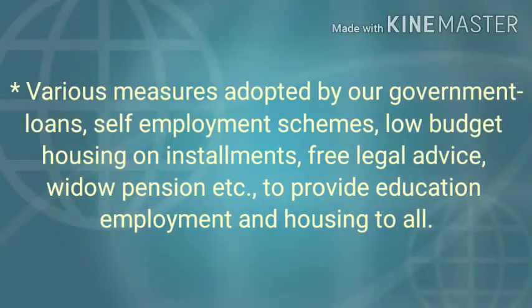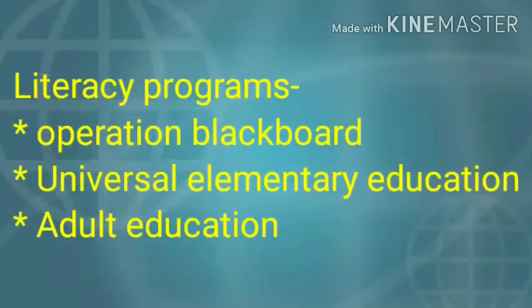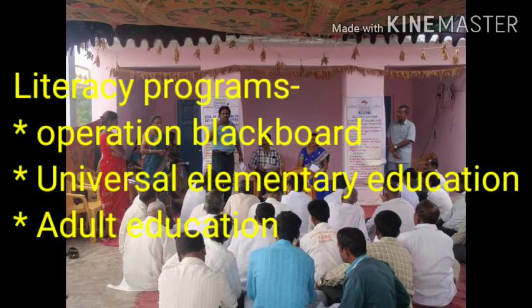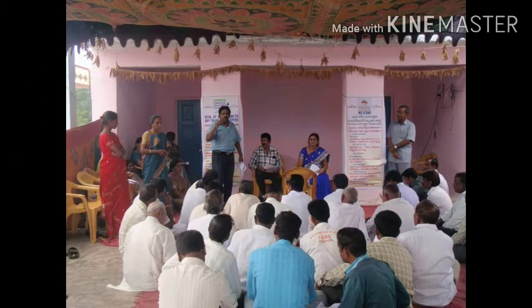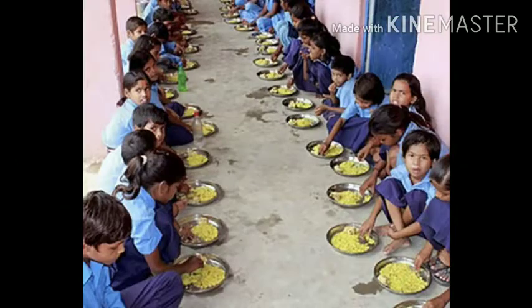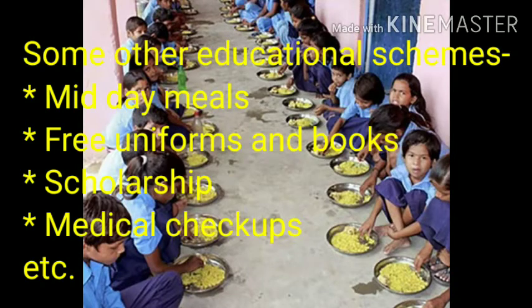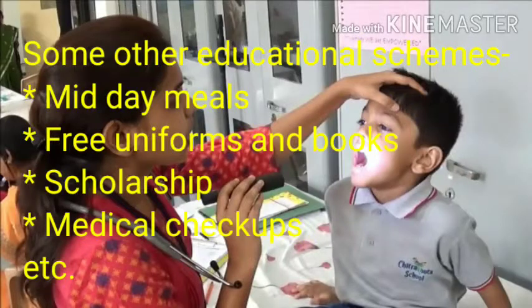Various measures adopted by our government, like loans, self-employment schemes, low budget housing on installments, free legal advice, widow pension, to provide education, employment and housing to all. Literacy programs like Operation Blackboard, Universal Elementary Education, Adult Education and some other educational schemes are also provided by our government like midday meal, free uniform and books, scholarships, medical facilities.